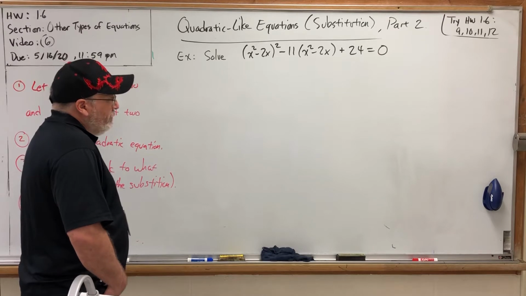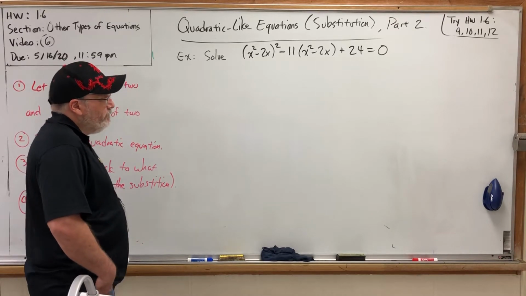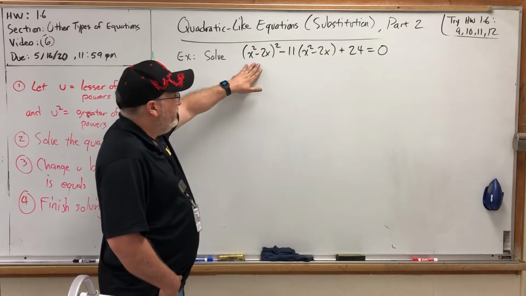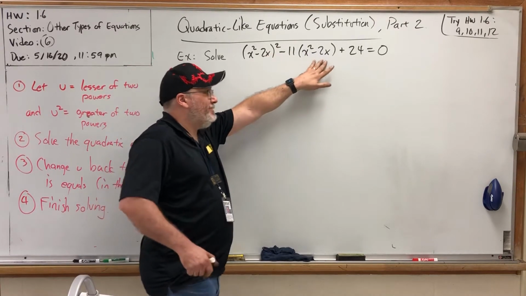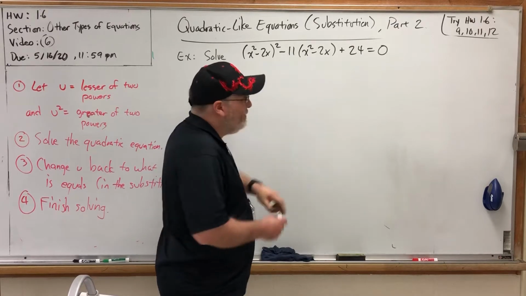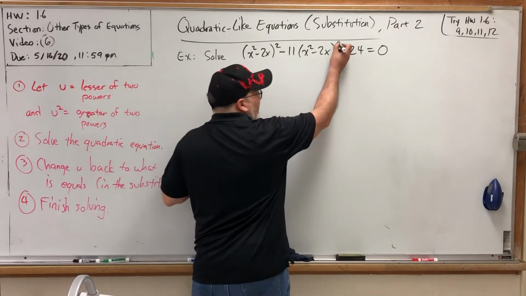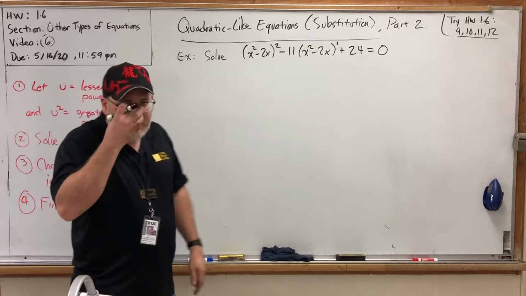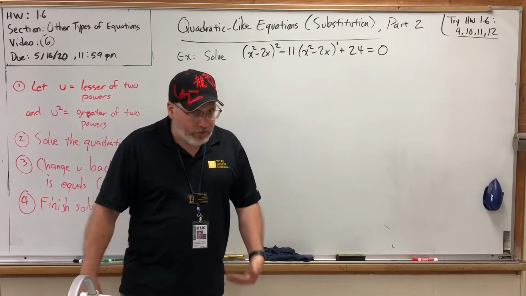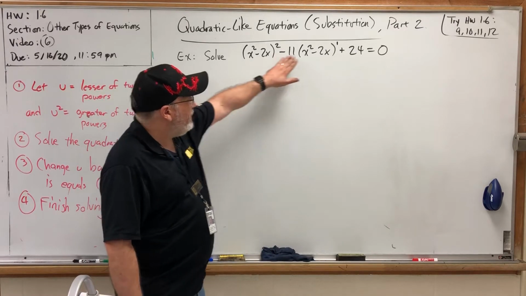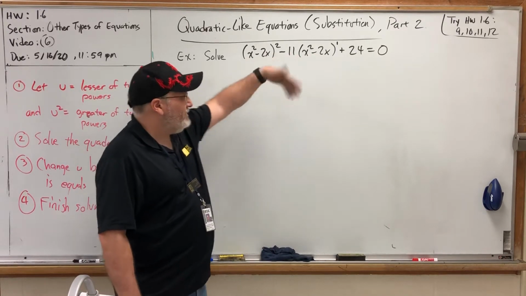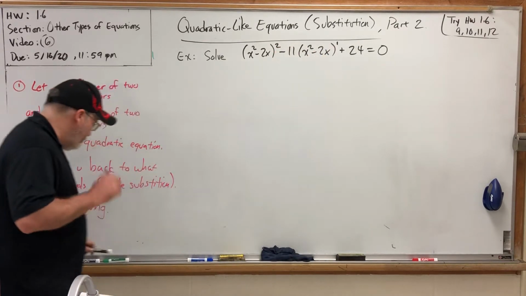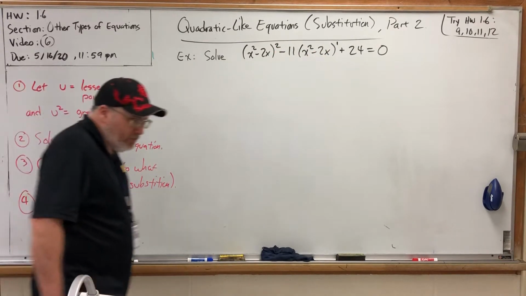But do you notice something about the two parentheses? Aren't they kind of the same? This one has a power on it, this one doesn't, but it does. If something doesn't have a power on it, you can't see it because it's a 1. So this equation, as messed up as it looks, fits the criteria for being a quadratic-like equation. These two bases match. Remember, a base is something with the power on it. One power is twice the other. So this is screaming substitution.